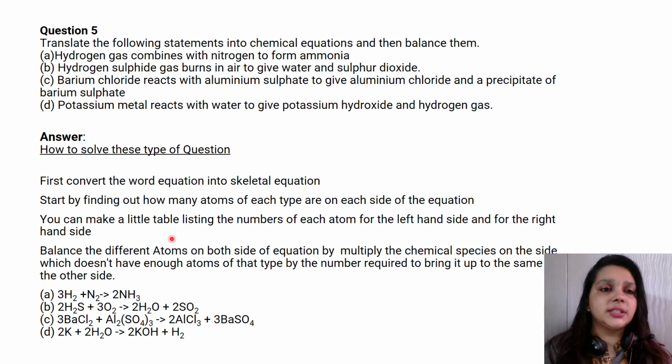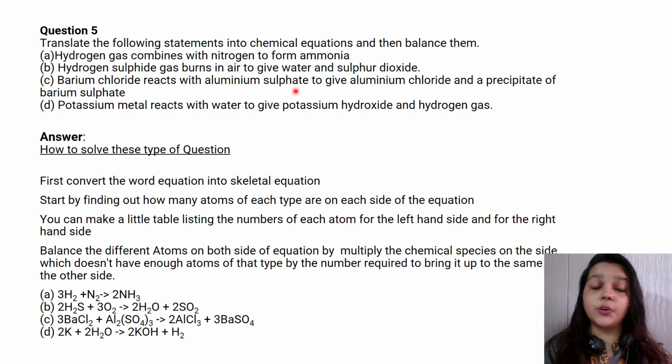Hydrogen sulfide gas H2S burns in air, oxygen, burning, oxidation, oxygen is involved, to give water and sulfur dioxide SO2. We're going to again balance and get this equation. Barium chloride BaCl2 reacts with aluminium sulfate Al2(SO4)3, balance is involved there, you need to go back again, to give aluminium chloride and a precipitate of barium sulfate BaSO4. And the balanced equation goes like this.